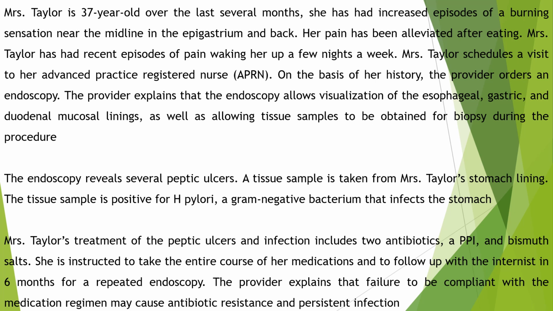A tissue sample is taken from Mrs. Taylor's stomach lining. The tissue sample is positive for H. pylori, a gram-negative bacterium that infects the stomach. Mrs. Taylor's treatment of peptic ulcers and infection includes 2 antibiotics, a proton pump inhibitor, and bismuth salts. She is instructed to take the entire course of her medication and to follow up with the internist in 6 months for a repeated endoscopy. The provider explains that failure to be compliant with the medication regime may cause antibiotic resistance and persistent infection.